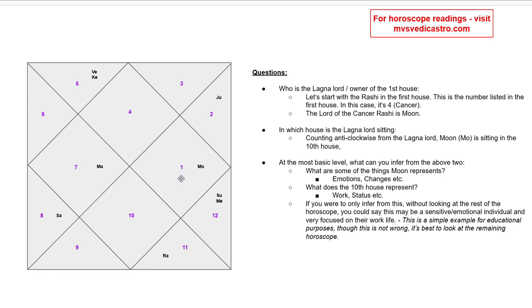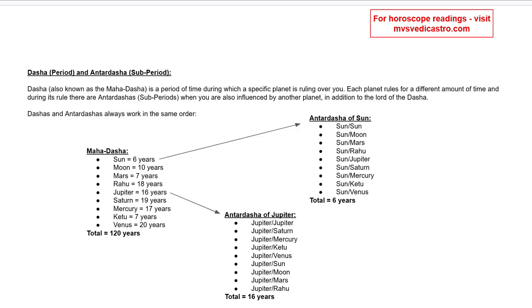So this is how you start to make linkages between planets, where they sit, which Rashi represents what house, and so on. So now let's dive into today's topic, which is dashas and antardashas. So what are dashas and antardashas? At the most basic level, a dasha is a period of time during which a specific planet is ruling over you.